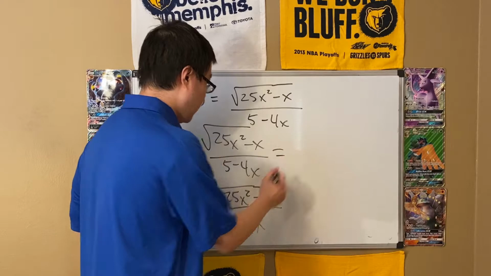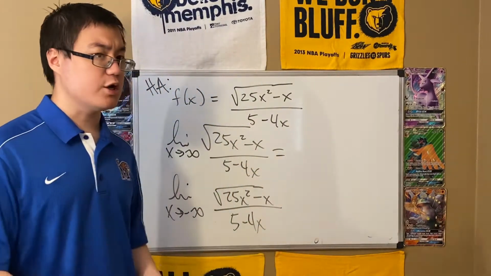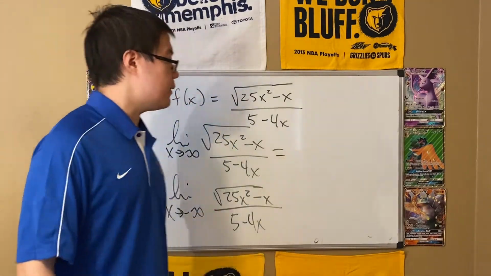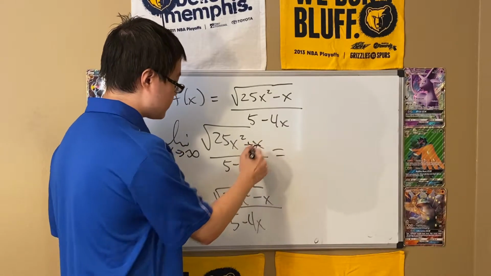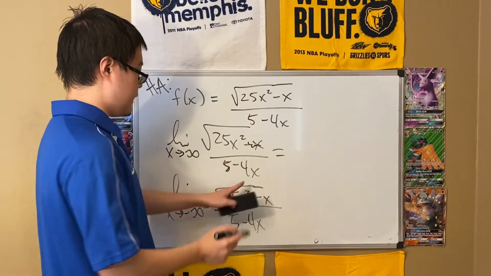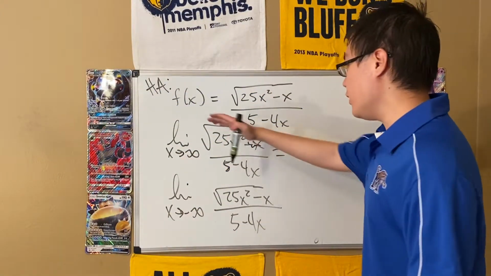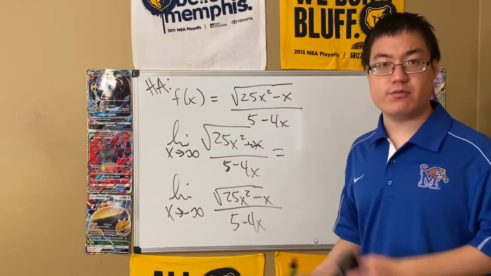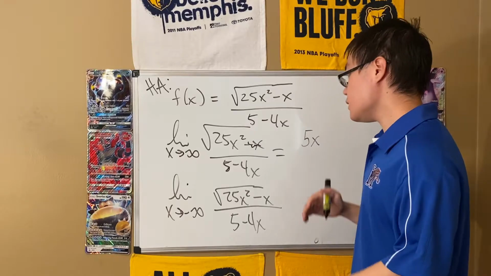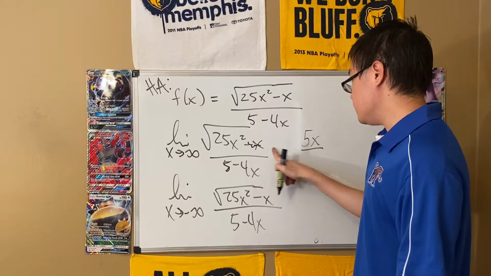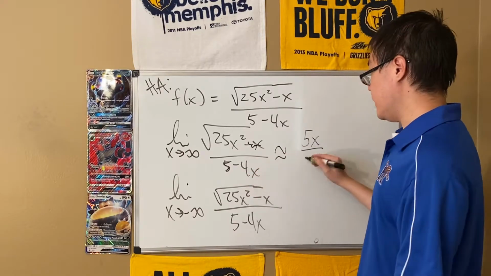If you remember, what you're doing is ignoring the non-leading terms, the terms that don't have the biggest power in both the numerator and the denominator. In this case, it'll be the minus x, and in the denominator, this 5, because x has the bigger exponent, 1. So remember, what is the square root of 25x squared really similar to? It's really similar to 5x. And then what's on the bottom? Notice that this is going to be minus 4x.